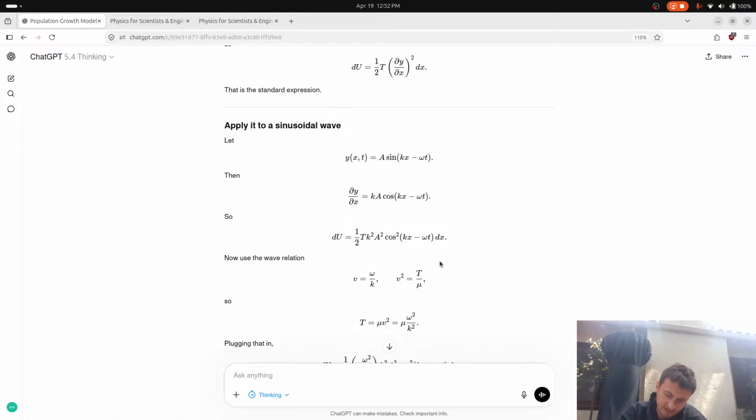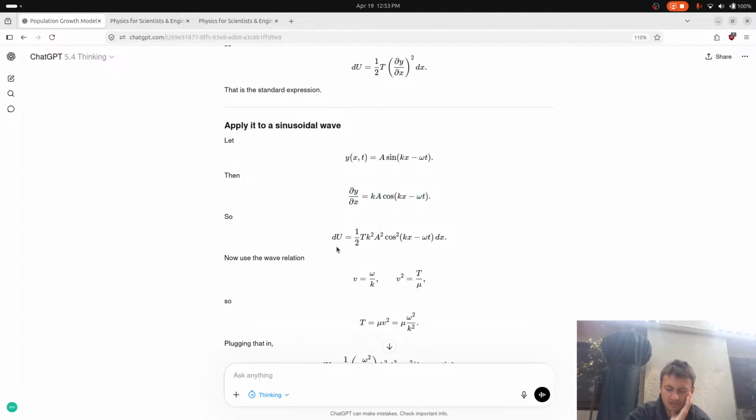So wait, hold on. What do we have? We have a sin(kx minus omega t). So to do this partial with respect to x, we should just get a k cos(kx minus omega t). Okay, there, so I got that.